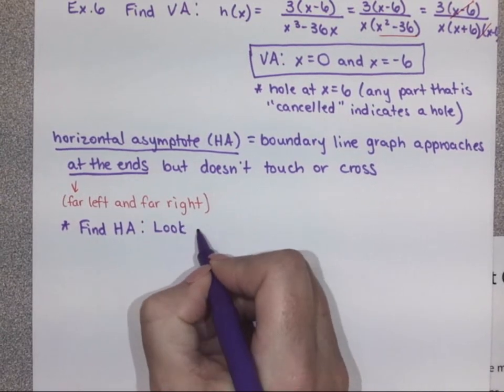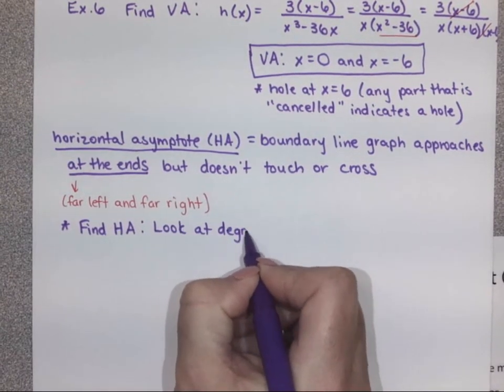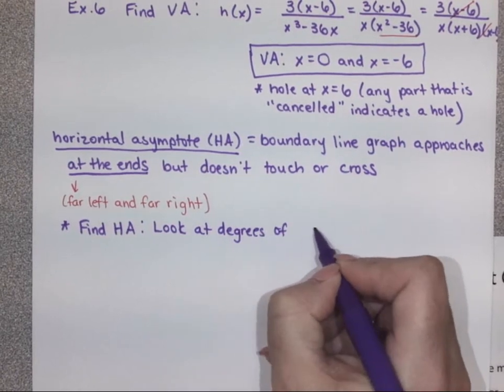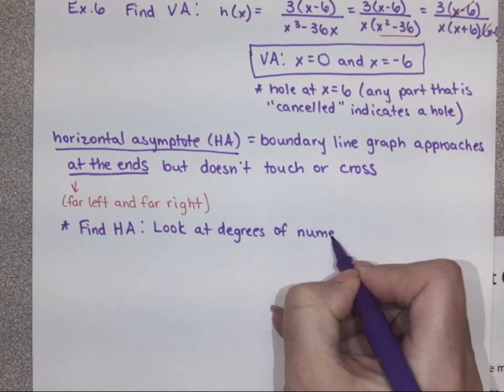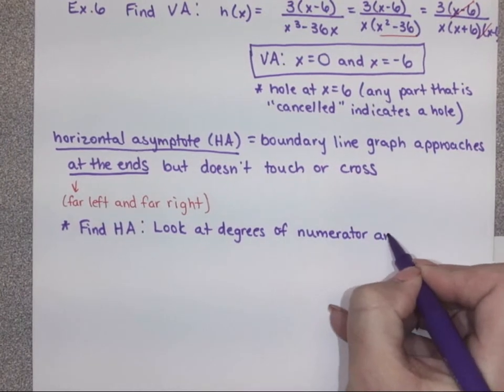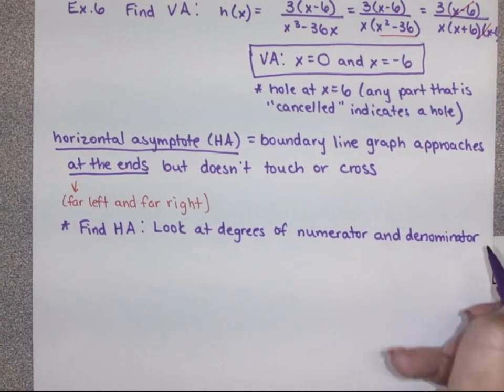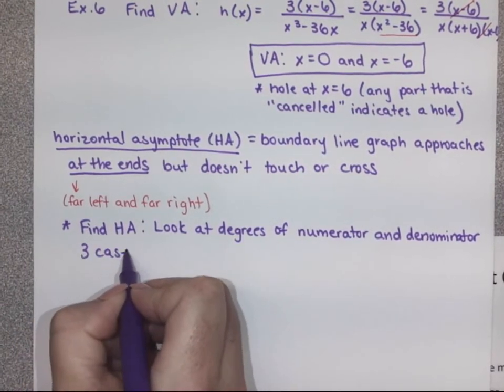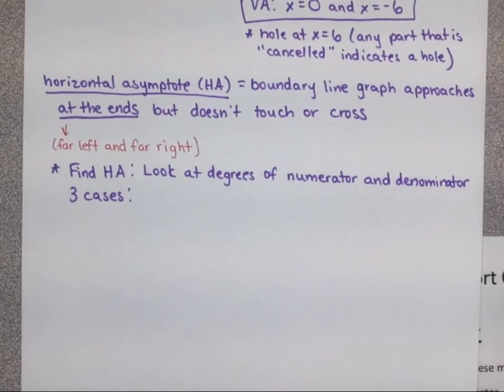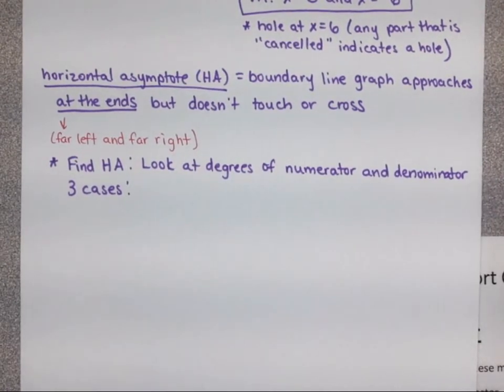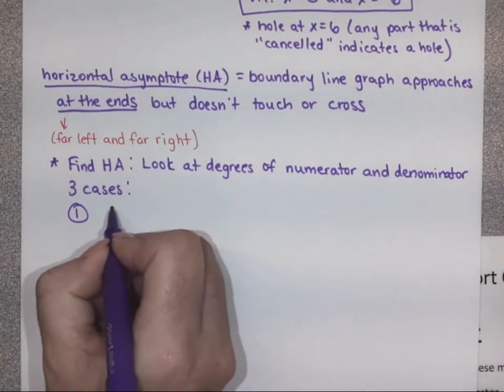So you look at the degrees of the numerator and denominator. And then there are 3 possibilities once you compare the degrees of the numerator and the denominator. Remember, what's the degree again? We talked about that on Wednesday. So the degree is the highest what? Exponent or power that we have, right? So it's the highest power on the top versus the highest power on the bottom. And so here are your 3 possibilities.